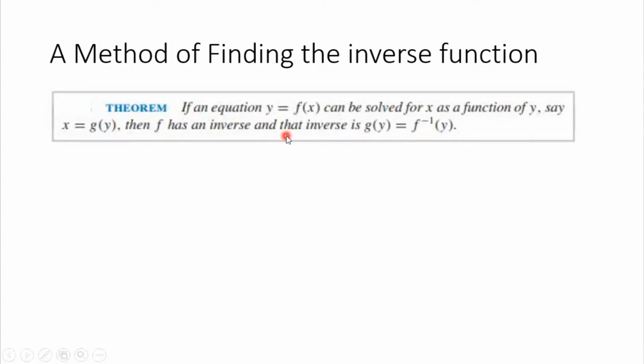So the theorem states that if we are given a function y is equal to f of x, then along the process we can solve for x in terms of y. So in this form, x is equal to g of y. Then that function has an inverse, and that inverse is denoted by g of y, which is equal to f inverse of y.